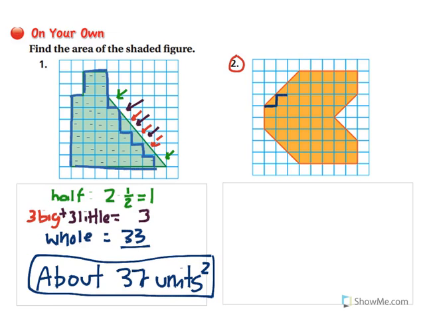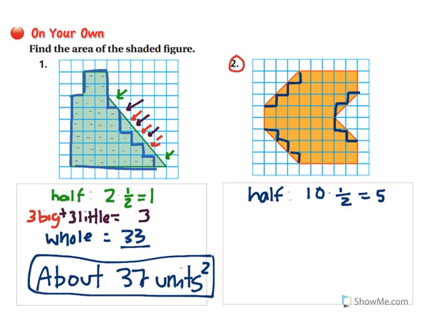I have 1, 2, 3, 4, 5, 6, 7, 8, 9, 10. So I have 10 halves. So for the half triangles, or half squares, I have 10. So 10 times 1/2 equals 5. And then after that, I have all squares.